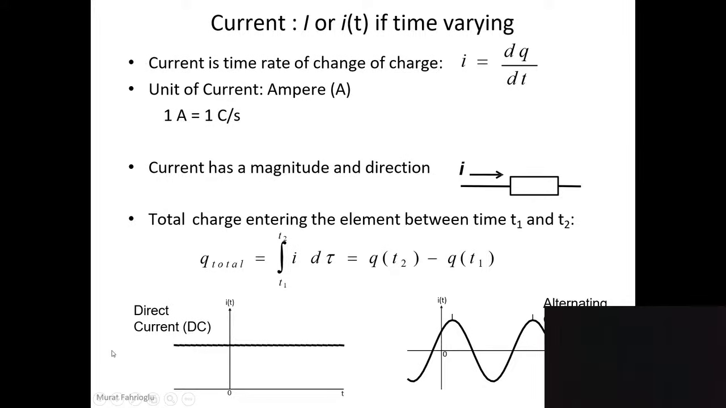Consider the current definition for both AC as well as DC. In direct current, DC, it does not depend upon time, and it will be marked as a straight line. Alternating current varies from time to time, and will be pulsating.